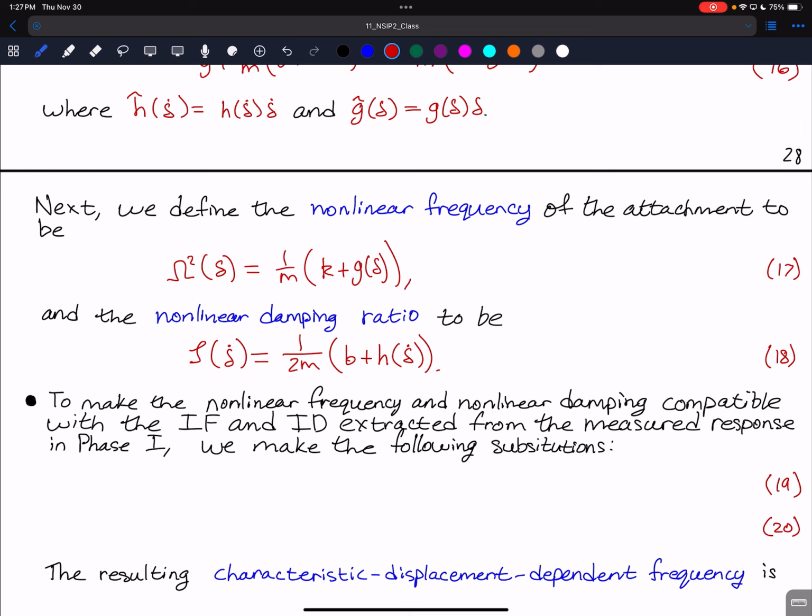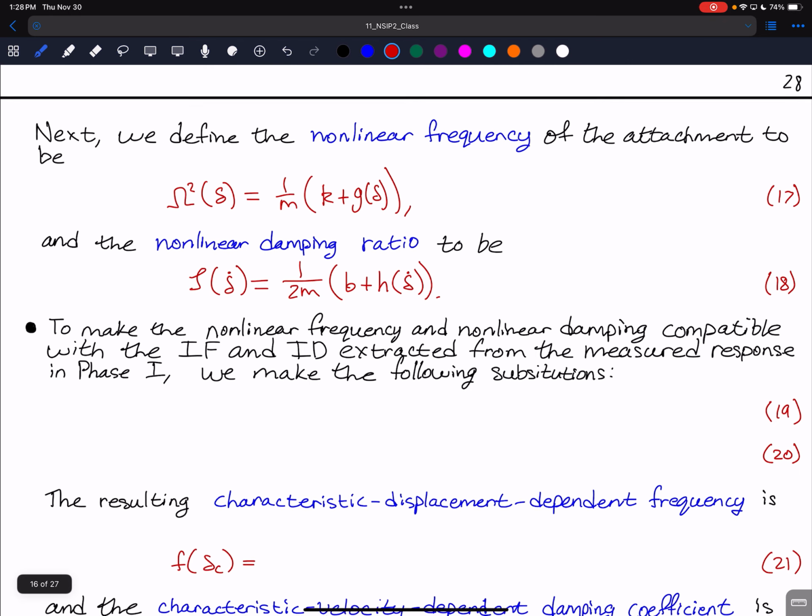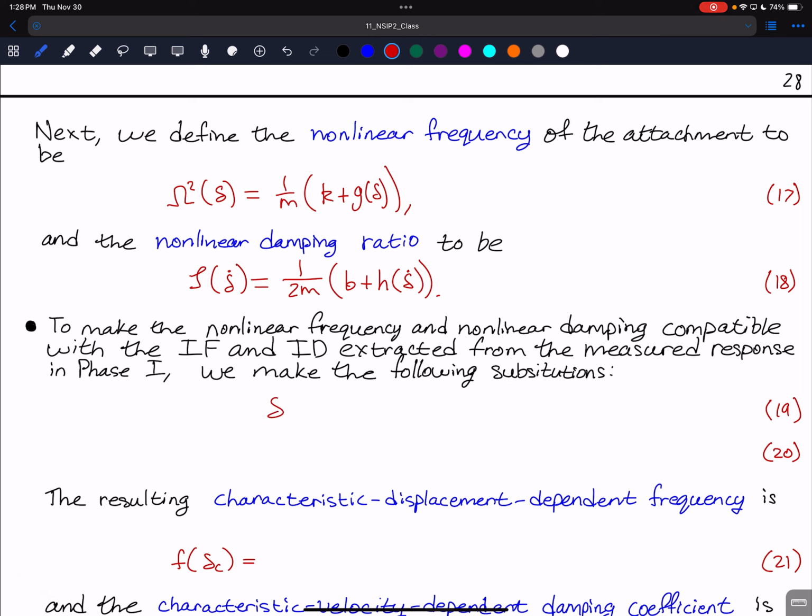All right, so the nonlinear frequency and nonlinear damping are dependent on delta and delta dot, which are oscillatory signals, and what we want to do is exchange those for the characteristic motions so that we end up with something that is not oscillating. To do this, we're going to make the following substitutions. We're going to replace delta with 0.85 times delta c, and delta dot with 0.85 times vc, the characteristic velocity.